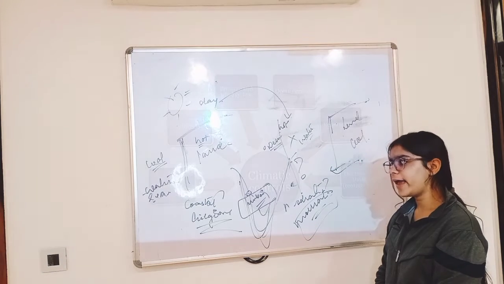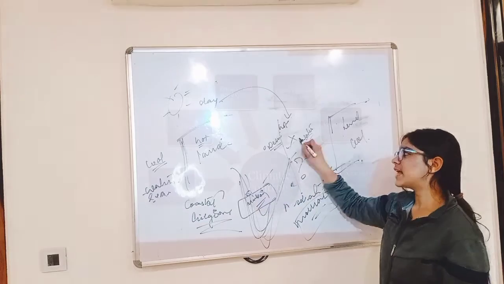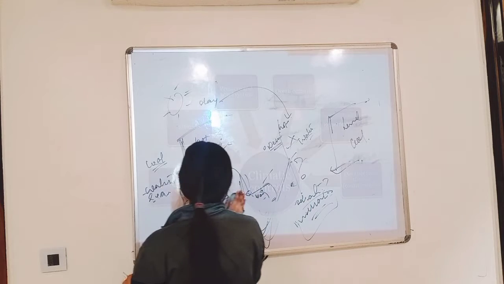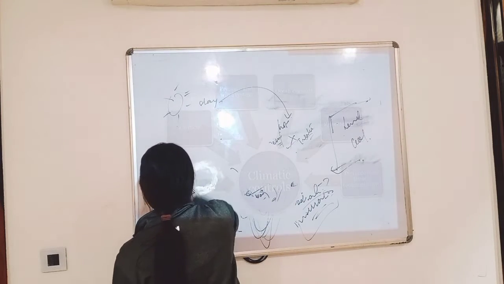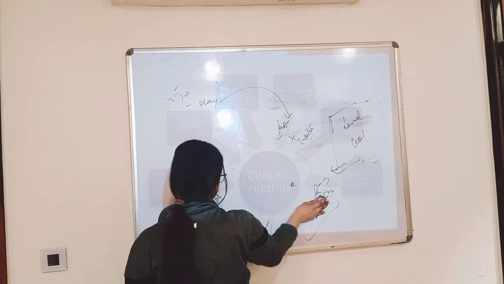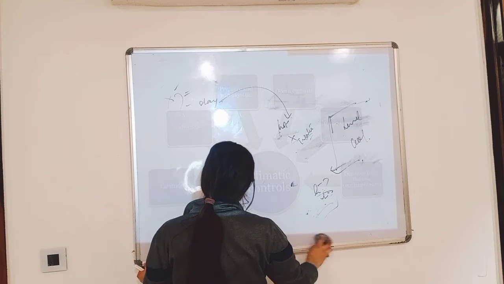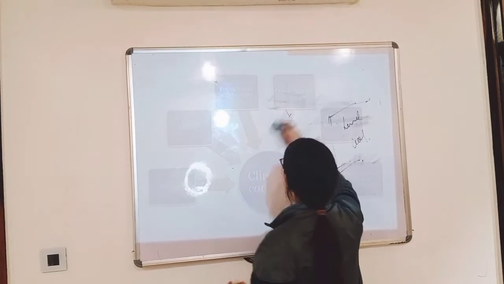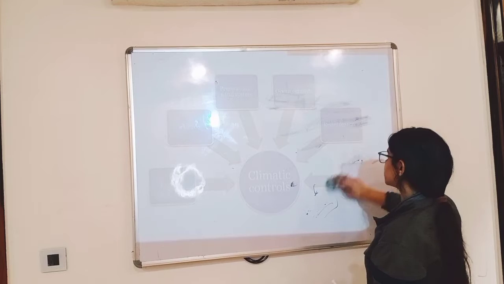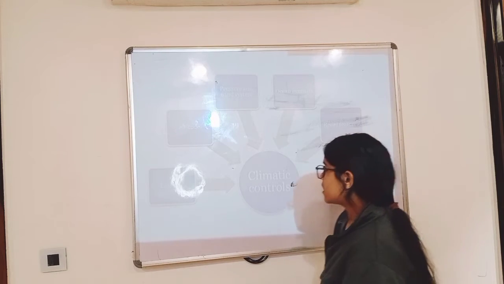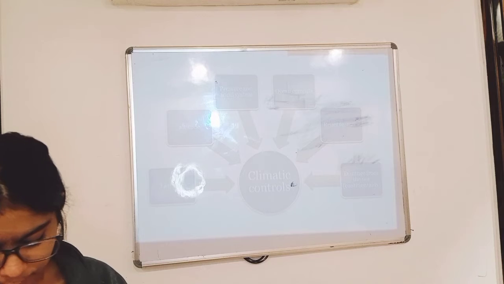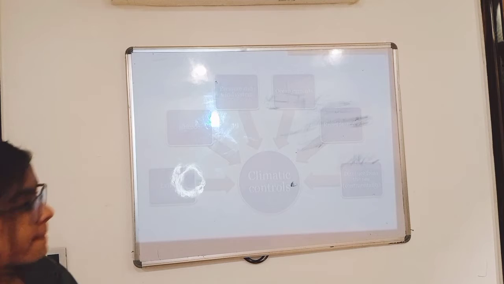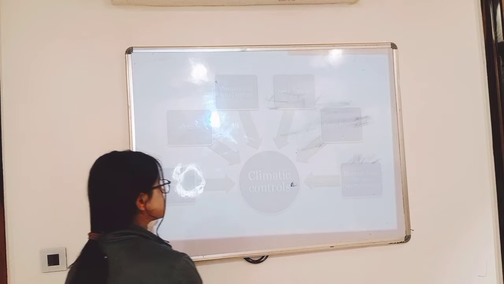This is the reason why Mumbai is more preferred than Delhi. I'm not being partial. Both the cities are good, both are amazing. But Mumbai is more preferred because it lies on the coast and it has a moderate temperature, I mean climate. Moderate climate. With this, we complete our climatic controls.